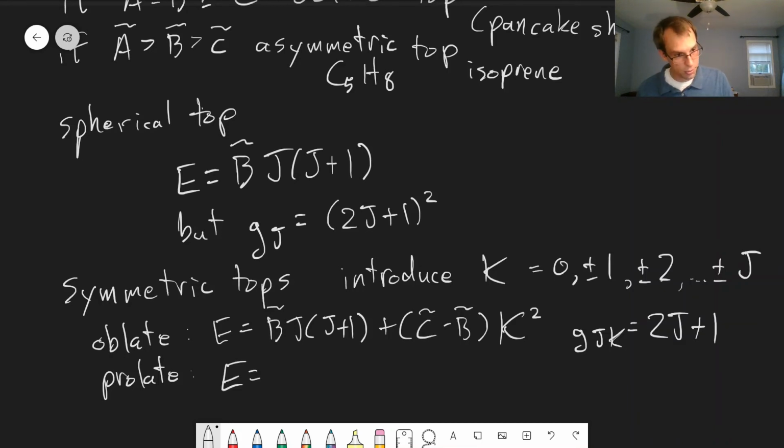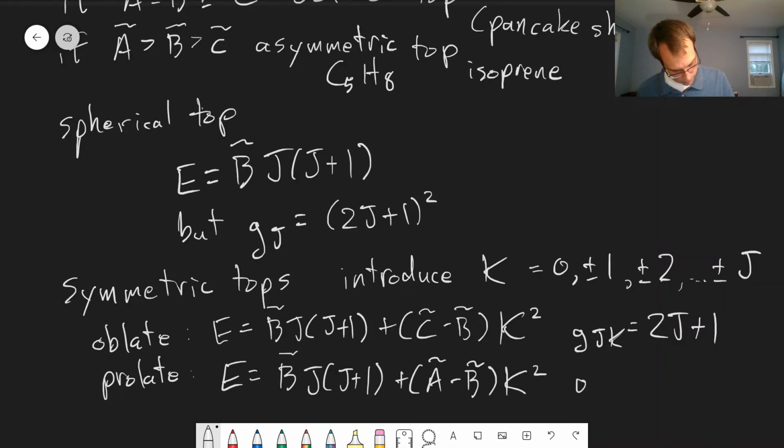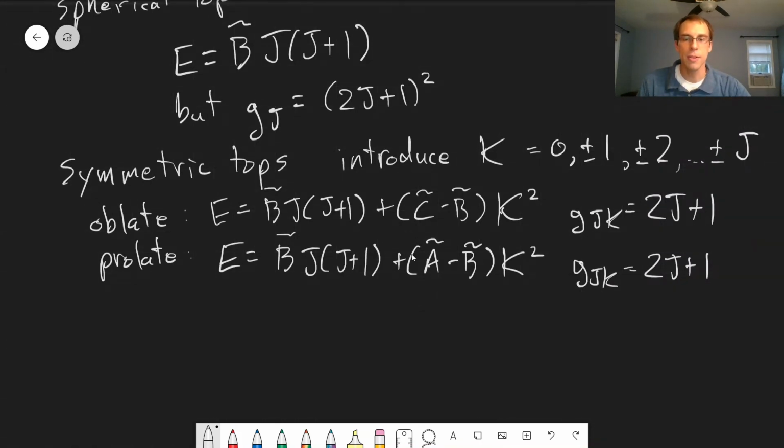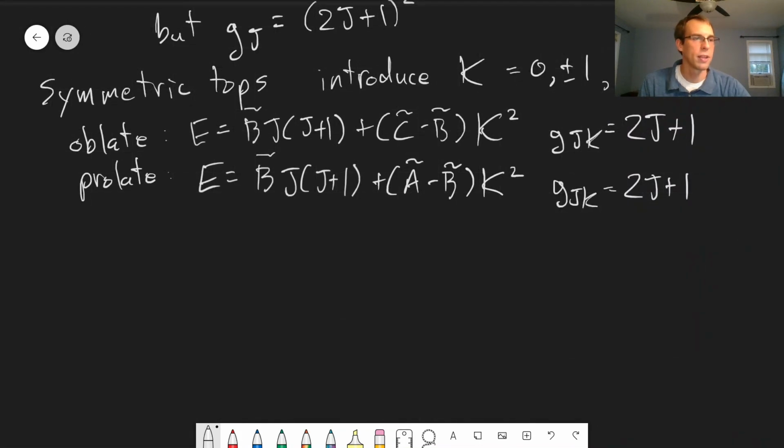And then for a prolate top, we get a very similar energy level expression, but now it's the difference between A and B times K squared. Still 2J plus 1 degeneracy. For asymmetric tops, there is not a simple expression that we can write out for the energy levels, and generally we start from the oblate and prolate top energy level expressions and use those as a basis set to describe our asymmetric tops. So we won't go into the details.